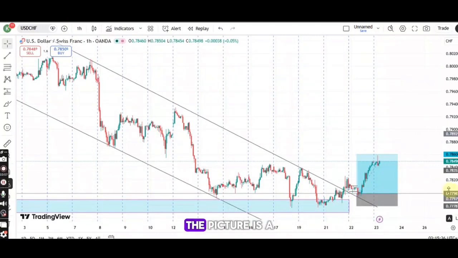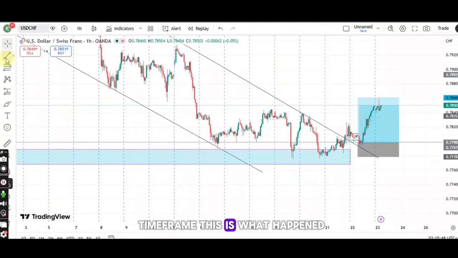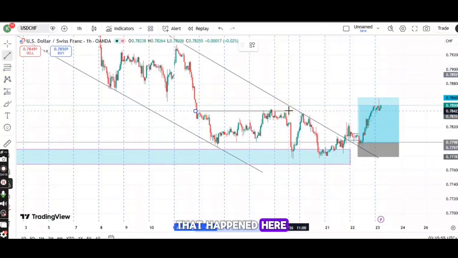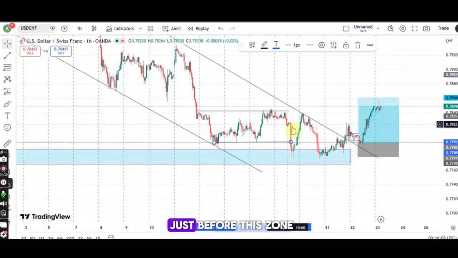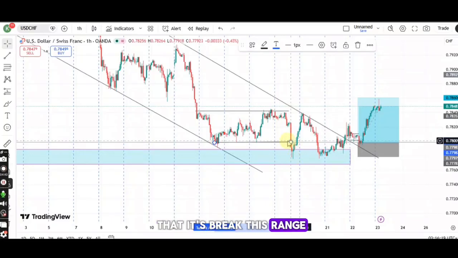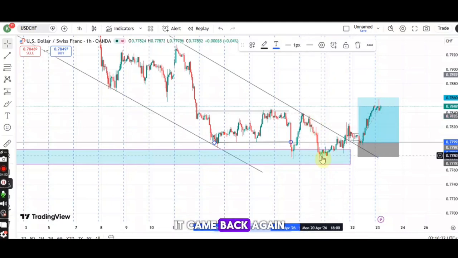In the 1 hour time frame, the picture is a bit clearer than before. This is what happened. Looking at this particular point, there is a range that happened here, just before this zone, this block zone. The first thing I waited for is for the market to break this range, and the market did that. It broke this range, taking out all the buy side liquidity here. Then it reversed, touching this particular channel, but was not able to break the channel. It came back again into that particular zone, testing it for the second time.